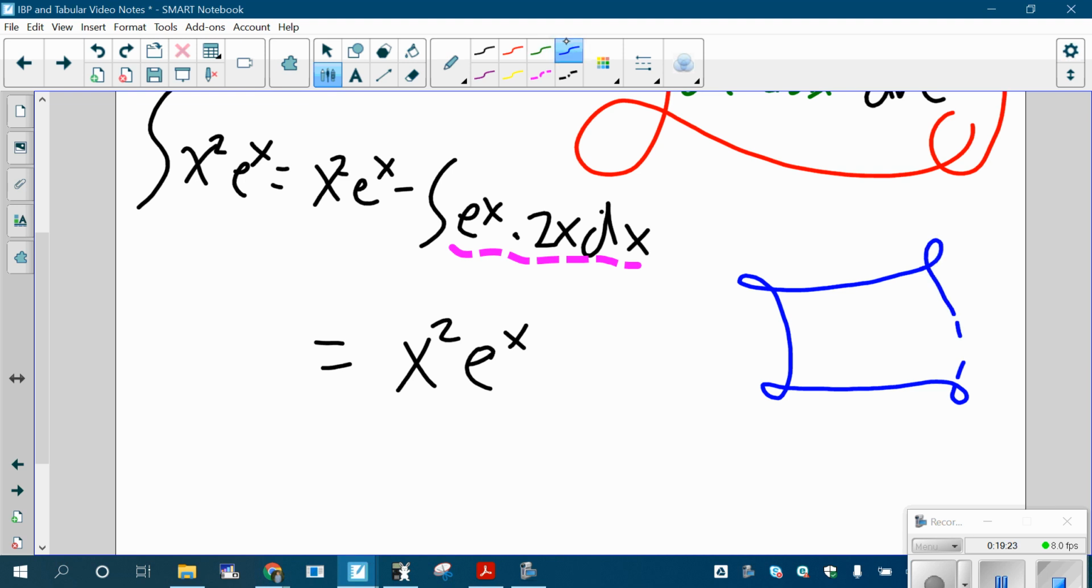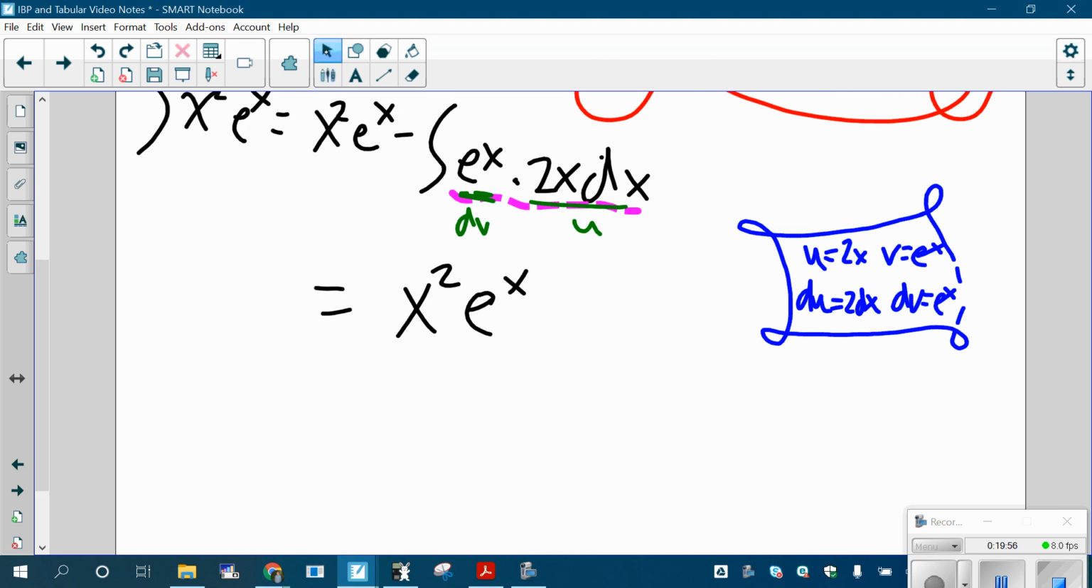I'm going to call u 2x, and du is therefore 2 dx. I'm going to call dv the other part, e to the x dx, so v is just e to the x. Notice that when I pick the u and the dv, it does have to incorporate the entire thing. So if this is u, then this is dv. And now I'm going to use my formula again.